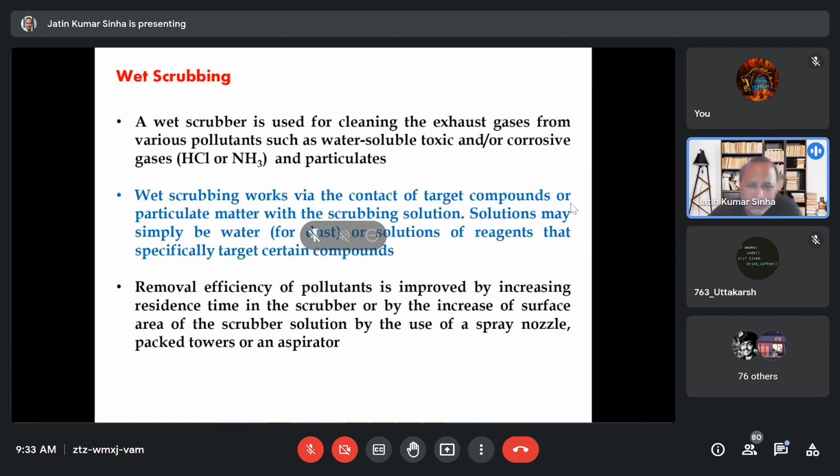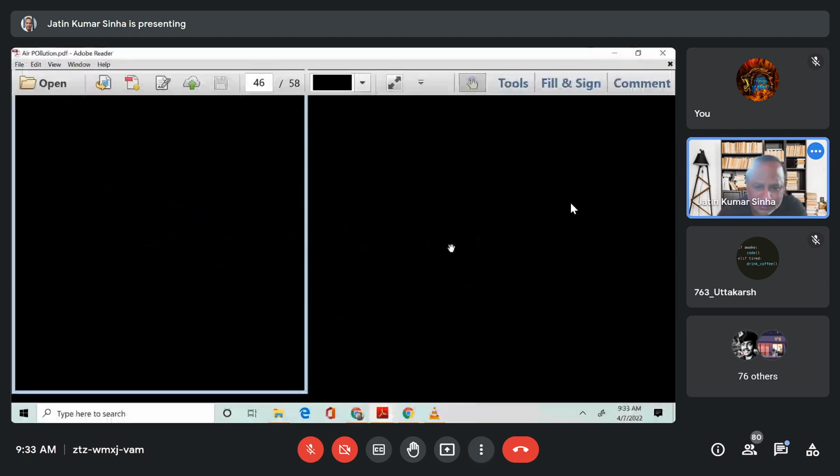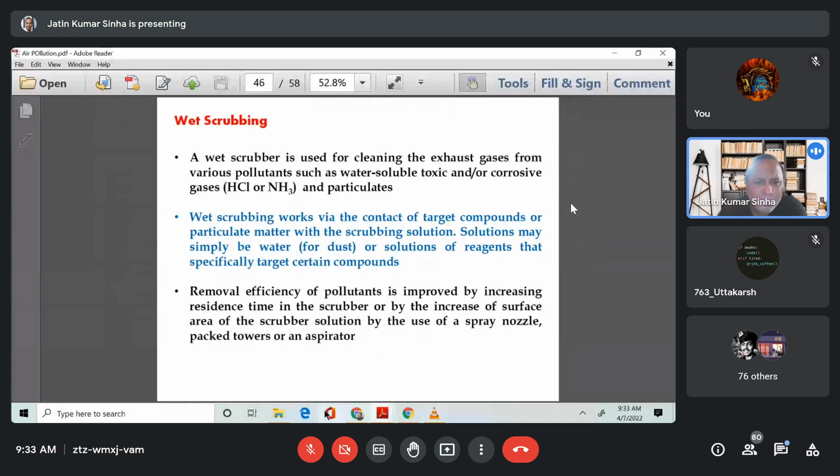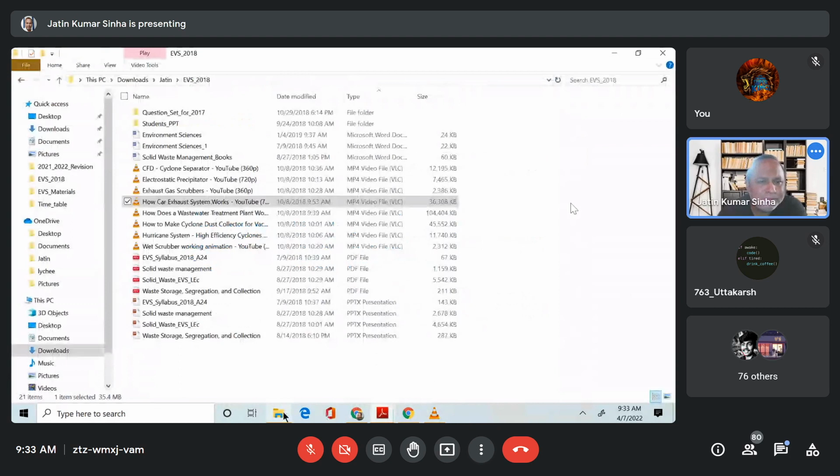There are two types of scrubbing techniques: wet scrubbing and dry scrubbing. In the case of dry scrubbing, what happens? The target materials can be soaked in a surface. When the gases pass through that, they react with it. They get absorbed on those target materials, and finally they are washed out with pure water. So I'll run a video regarding this, so maybe we'll get an idea how this wet scrubber works.